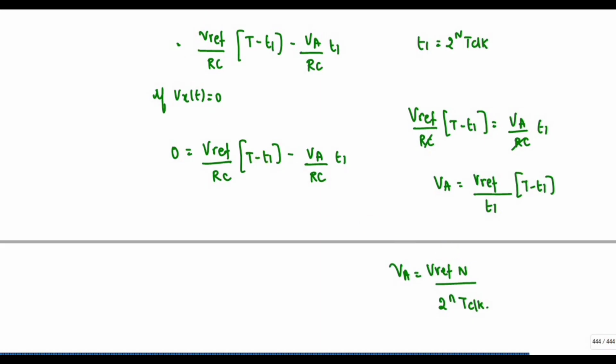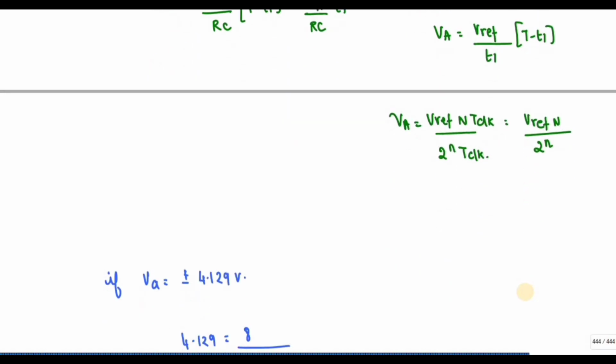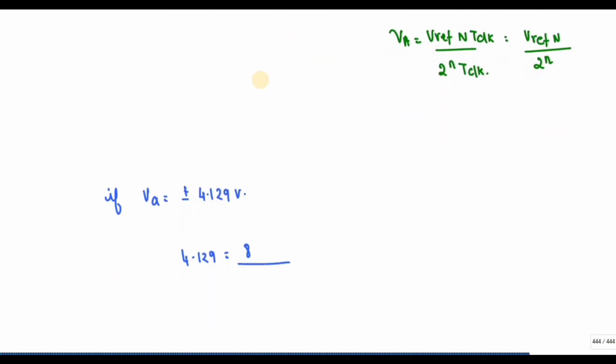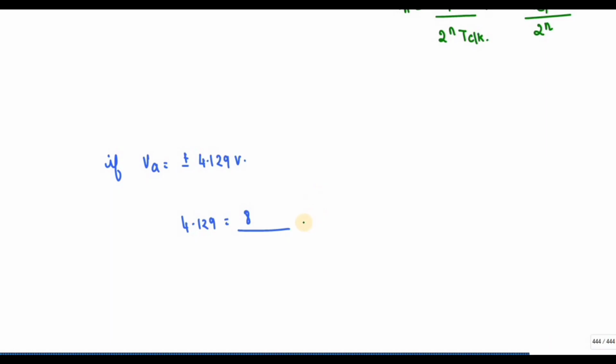So this is taking N into T clock pulse. Okay. So if I solve, I'll get VA equals V reference N divided by 2 power n. Suppose the question is given VA is equal to plus or minus 4.129 volt, then I can write 4.129 equal to 8 divided by 2 power n clock pulse. 2 power n clock pulse is something like 65536 into N.